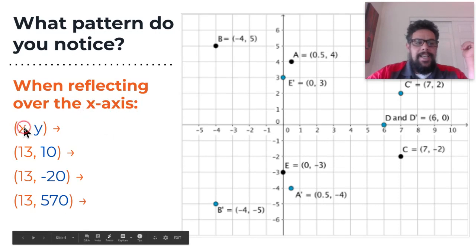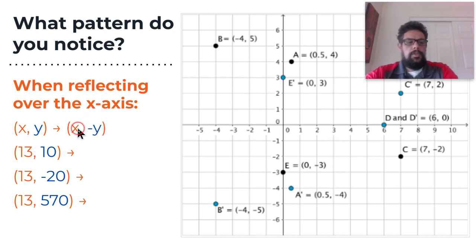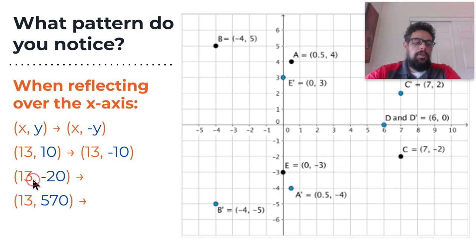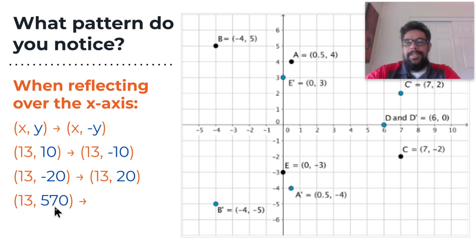It's the x-axis. The x coordinates will stay the same. In the example here, you see x stays the same, and then y, you do the opposite, the negative. So right here, it's 13 comma 10. The 13 is going to stay the same. It's going to be 13 comma negative 10. So the y coordinate is the one that's changing. In the one here, 13, negative 20, 13 will stay the same. The 20 will become positive 20, changes sign. So now here, it will be 13, stays the same, and 570 will be the opposite, negative 570.